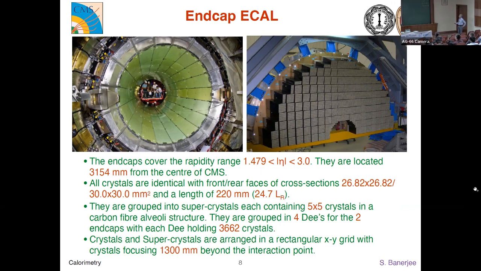And obviously, they're grouped in four Ds for the 2 end caps, and each D contains something like about 3682 crystals. So we have got roughly 17,000 crystals, which makes the end cap calorimeter. And again, it is a non-pointing thing. The crystals and the supercrystals are arranged in a rectangular XY grid with the crystals focusing not at the interaction point, but 1300 millimeters beyond the interaction point.